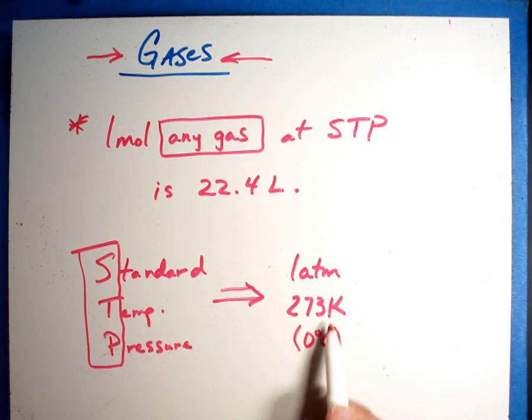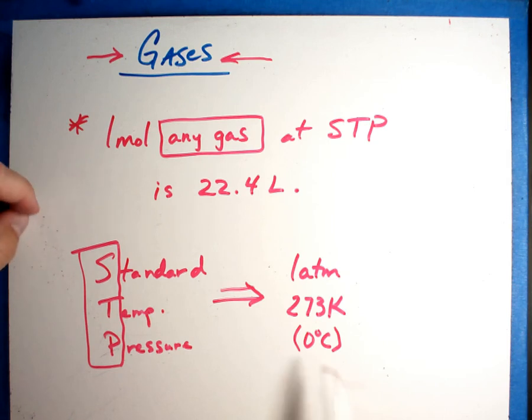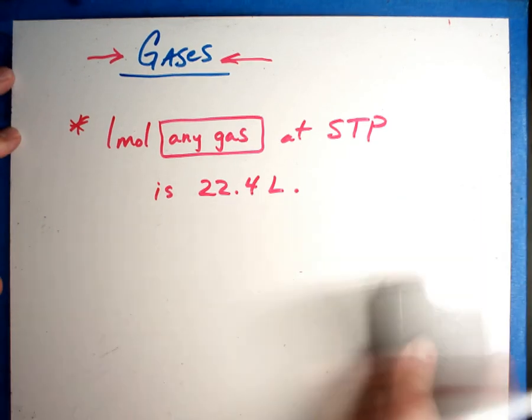We said we can't calculate with Celsius. That's why I wrote it in Kelvin here. But that's what STP is: standard temperature and pressure. Make sure you get that down. Okay, so what does that mean? Well, here's what that means.